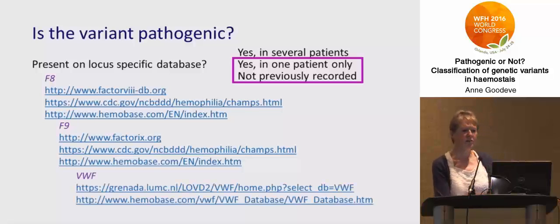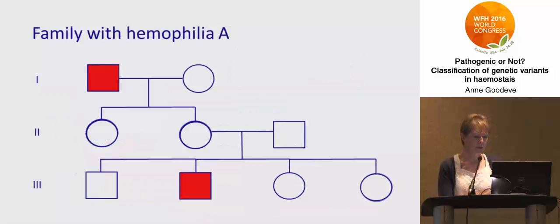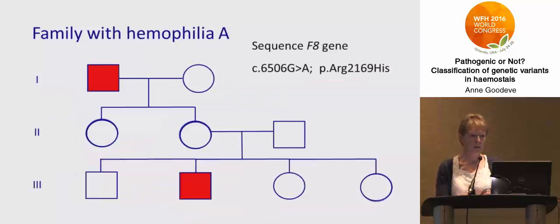For factor IX, we've got similar resources: the one held in London, the CDC, and the Hemobase. And for von Willebrand factor, we have the one that we maintain in Sheffield, and there's also a Hemobase version of a von Willebrand factor database. So we have a number of resources that can be queried to see whether variants have been previously reported in other patients with the same disorder.